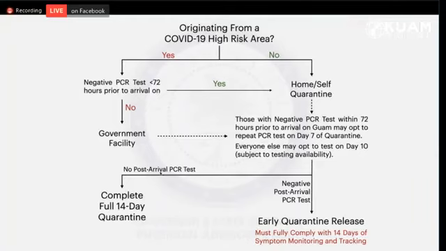If you opt to not get a test to try and qualify for early release, then you would have to complete the full 14-day quarantine.